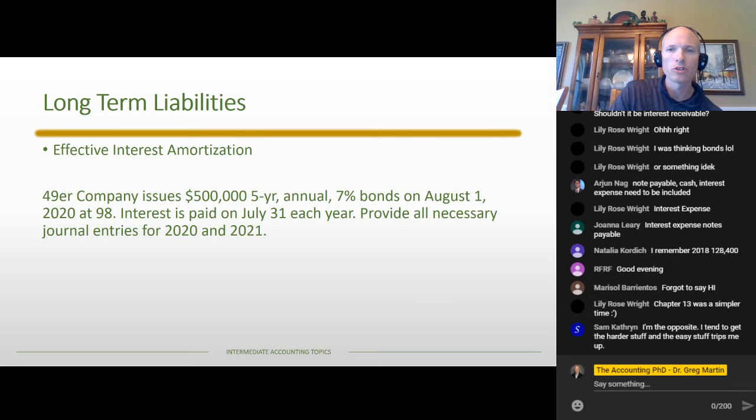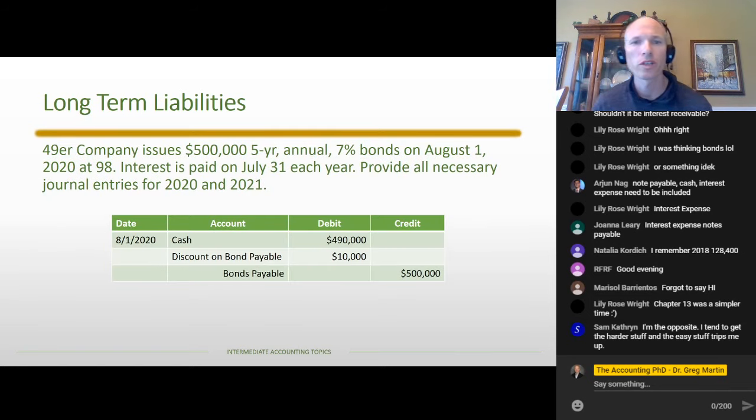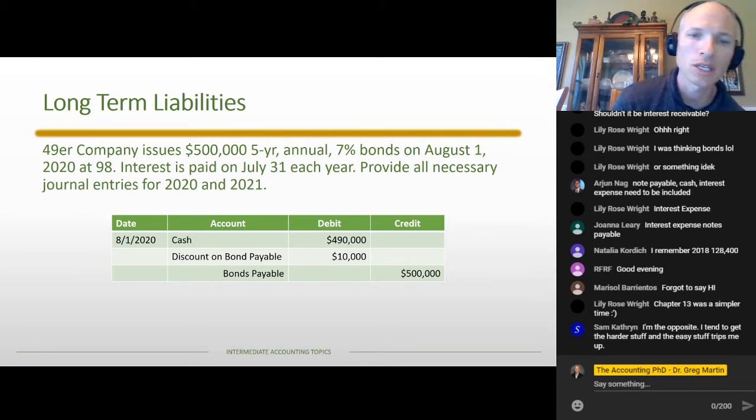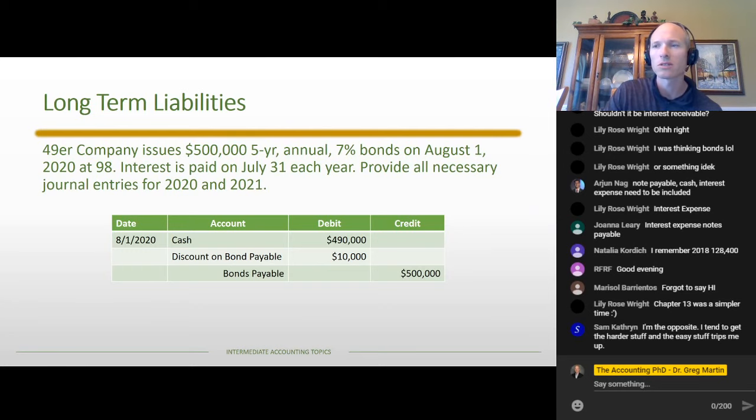And so we'll start with the journal entry for the issuance. Now, hopefully this one's not bad. You don't even need time value of money or your calculator to do this, really. So the cash amount, of course, is 98% of the par value. So they're going to receive $490,000. The par value of the bond is $500,000. That's the amount we assign to the bonds payable account. And the difference between the cash that we raise and the bonds par value is that discount balance. And so the discount on bonds payable is $10,000 in this case.